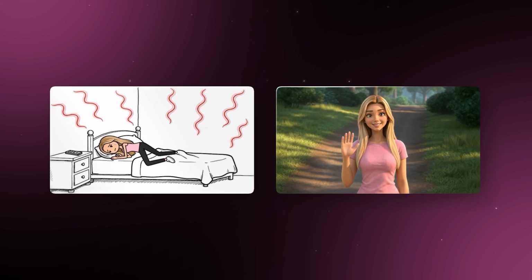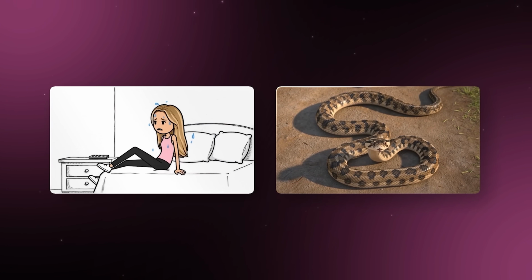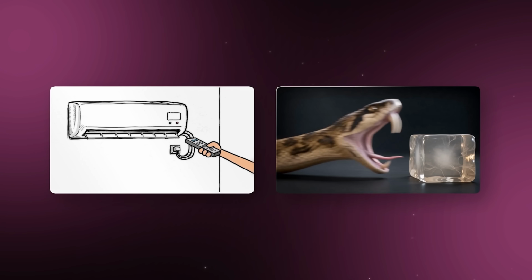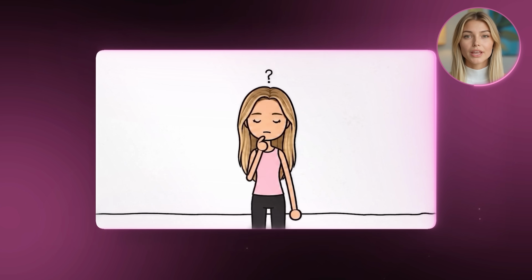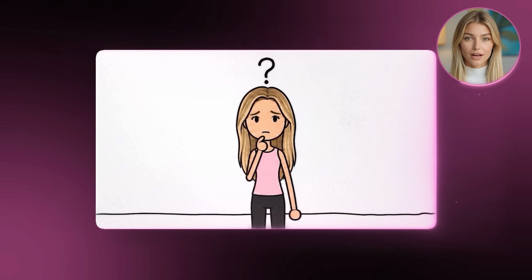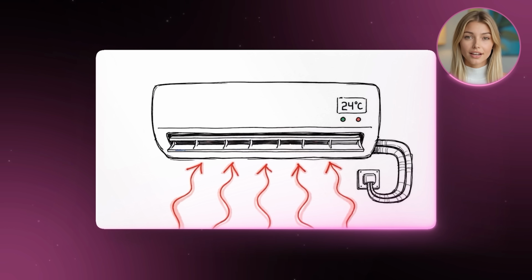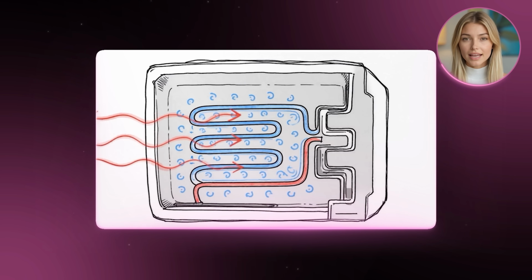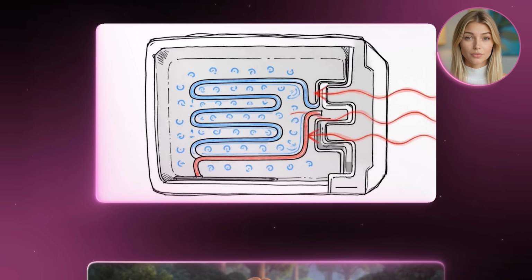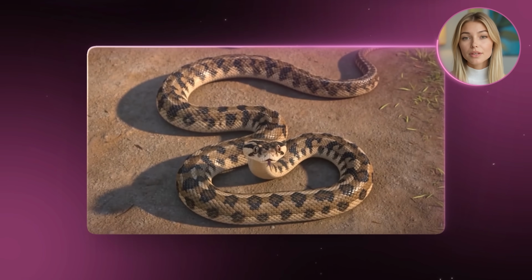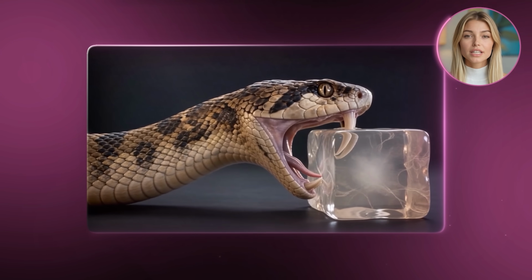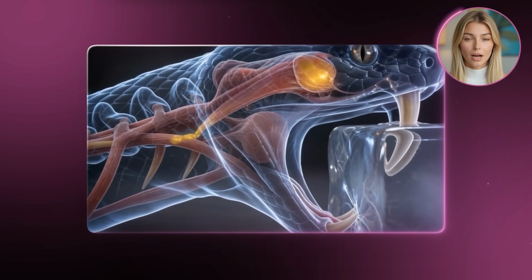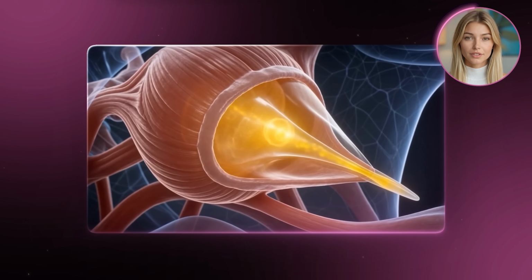Now we're creating two very different explainer video styles, and both matter for different reasons. The first is a 2D stickman stop-motion style with hand-drawn line art on a white background. We're using it to explain how an air conditioner works because it makes complicated topics feel simpler and approachable. The second is a 3D semi-realistic cinematic style inspired by Zach D films. We're using it to explain snake venom because the topic is intense and needs strong visuals to match.